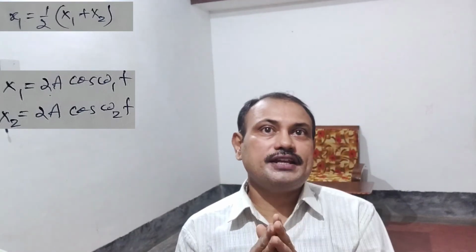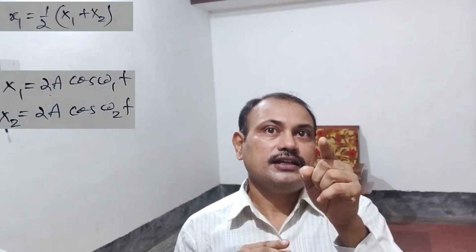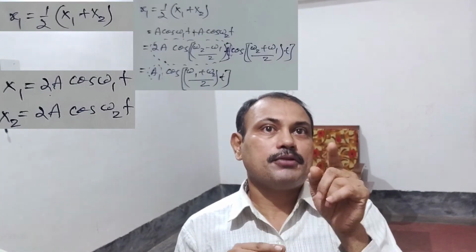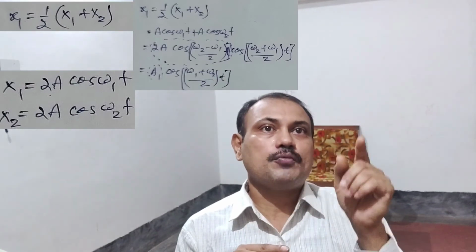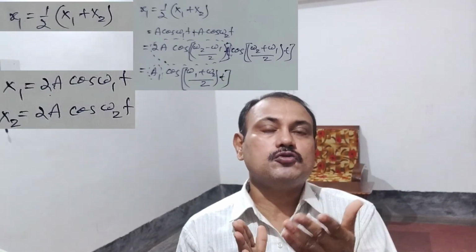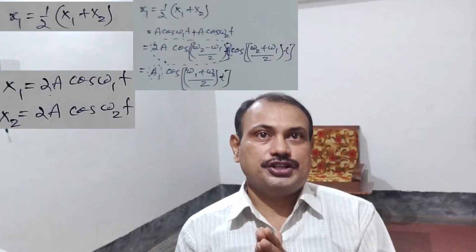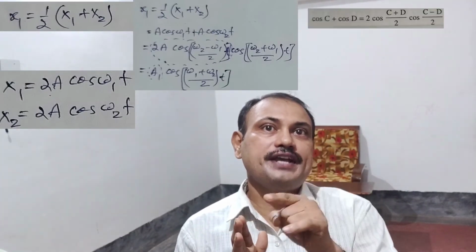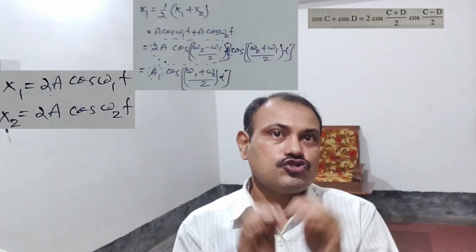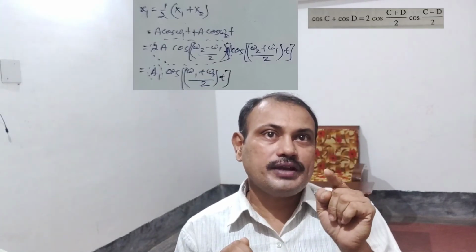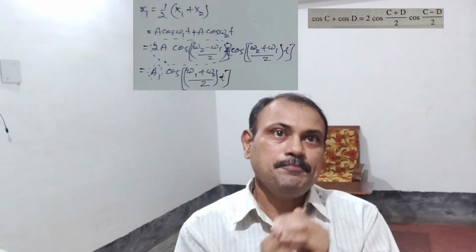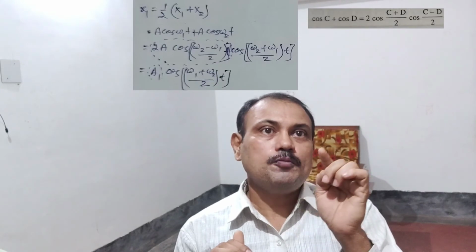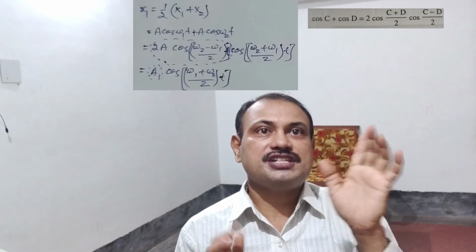So we will substitute that here, and that will give small x1 equal to A times cos omega 1t plus capital A times cos omega 2t. So this is now similar to cos C plus cos D. We will apply that formula of cos C plus D. So therefore it will be equal to twice capital A times cos of within bracket omega 2 minus omega 1 by 2 times t, again into cos of within bracket omega 2 plus omega 1 by 2 times t.